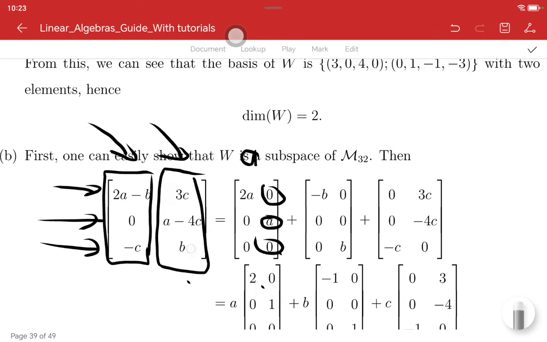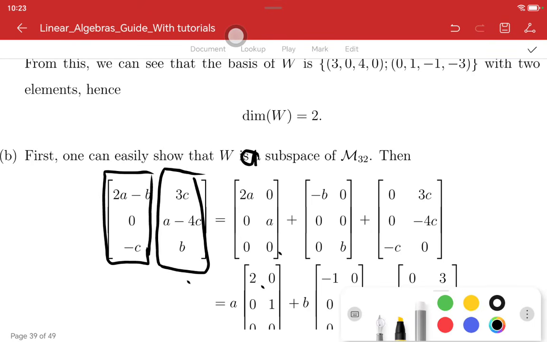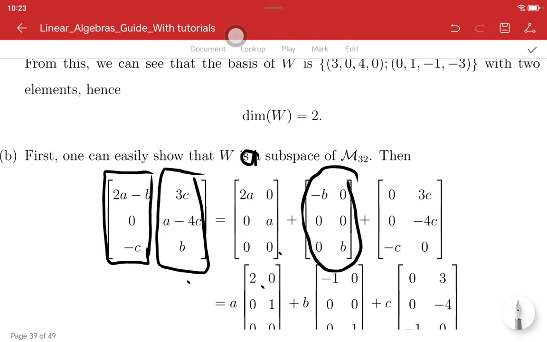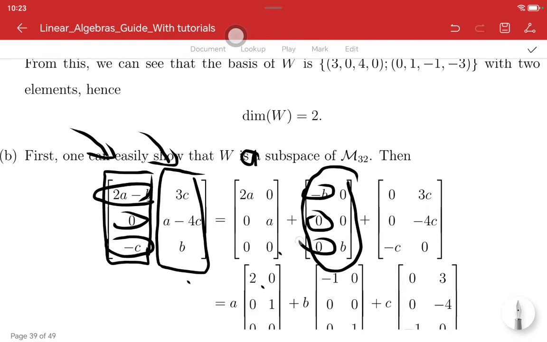We check for the second set. For the second vector, we are now checking for a B here. The first one has minus B, so we put minus B. This does not have a B, so it's 0, 0. We check a B here, it's only down here, so this is a B, the rest is 0, 0.